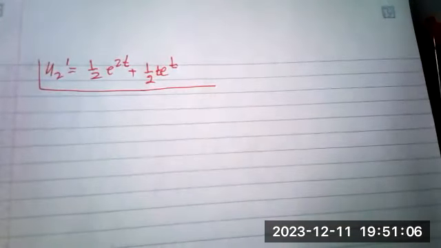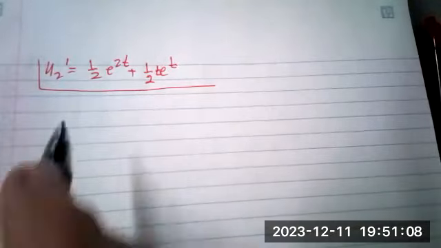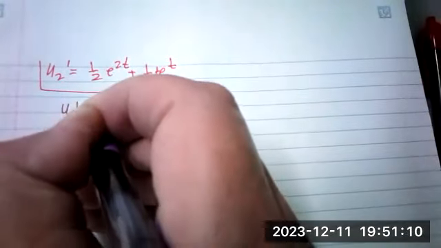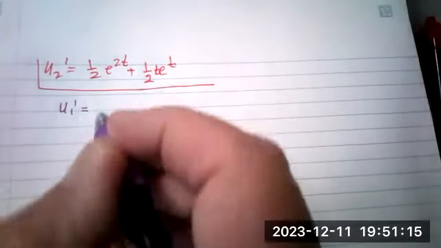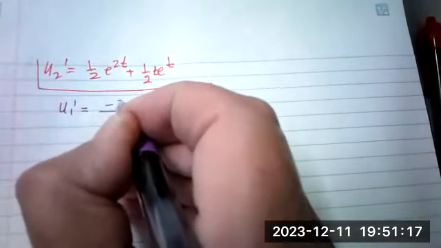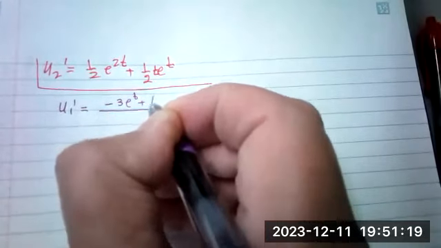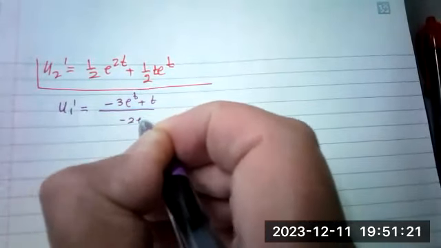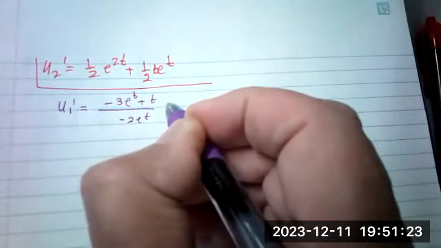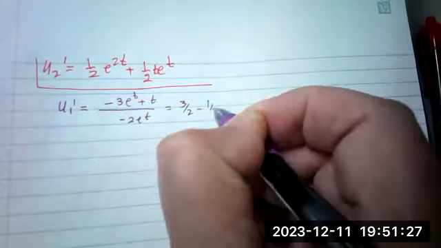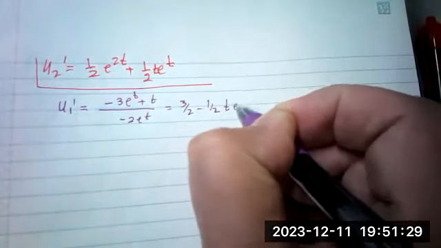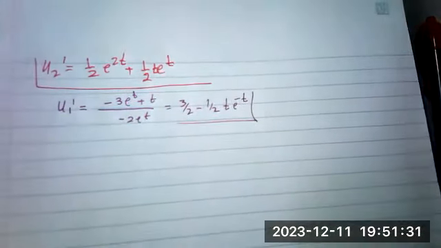So go back again to the system and similarly find u1 prime. Okay, u1 prime would be this one, would be -3 e to the t plus t over -2 e to the t. So the final answer would be 3/2 minus 1/2 t e to the -t. This would be u1.